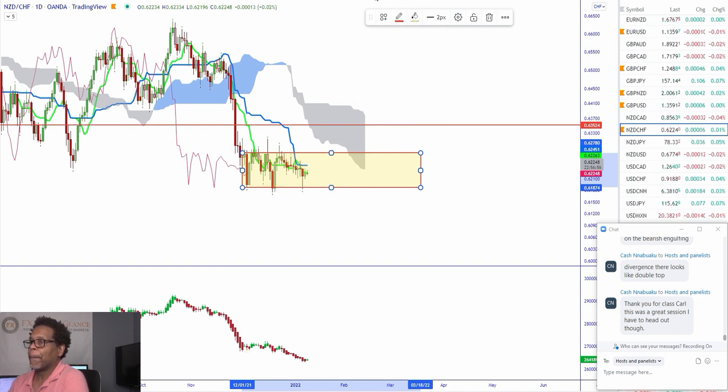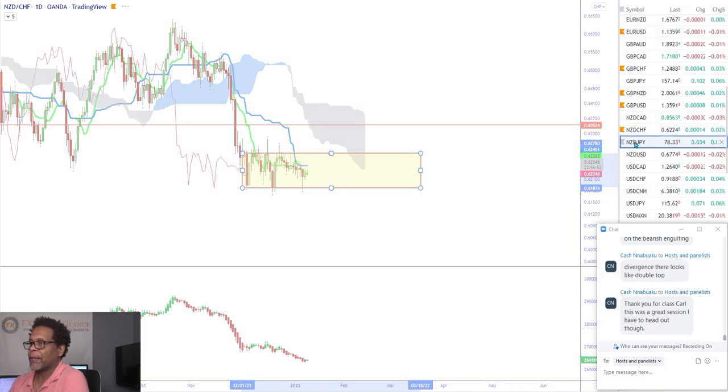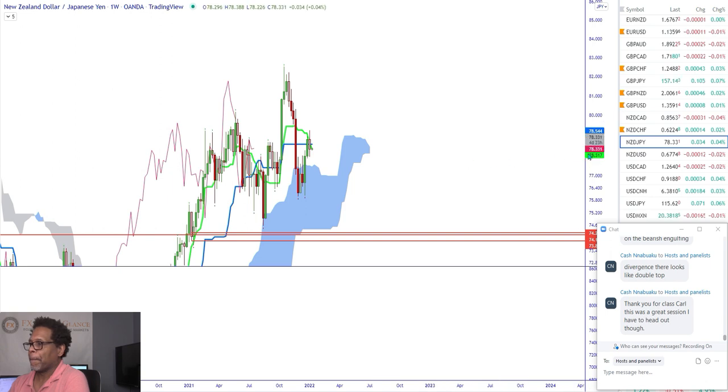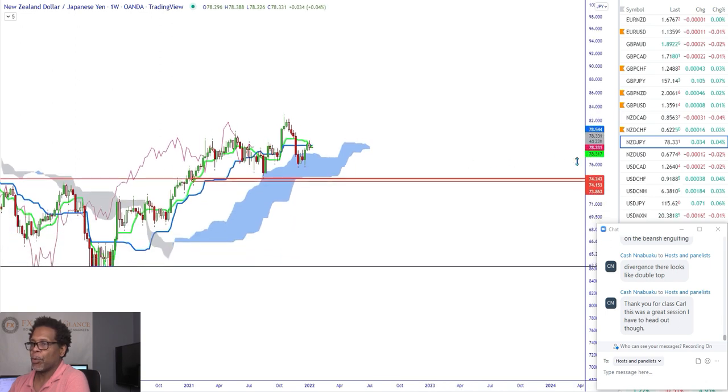All right, let's move on to the next. New Zealand dollar yen, weekly time frame. Let's move this here. It's a bullish market.